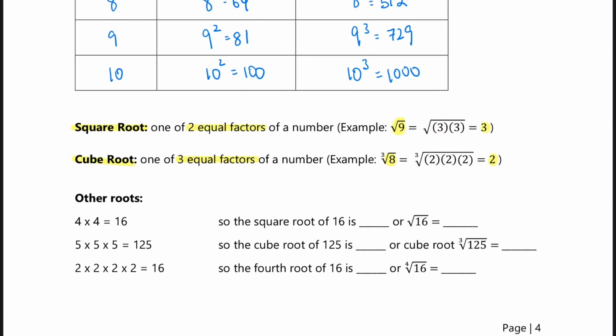Let's look at some other roots. 4 times 4 equals 16. So the square root of 16 is just 4. Or we can actually use a notation of square root. This square root of 16 equals 4.